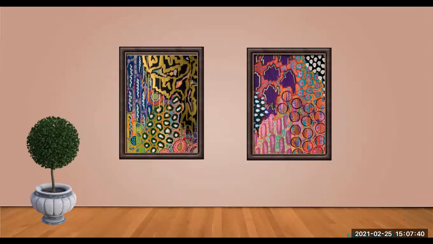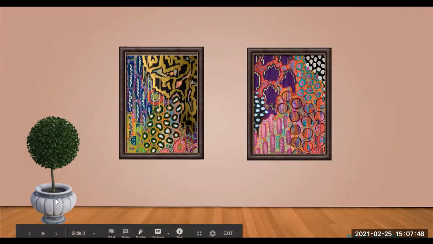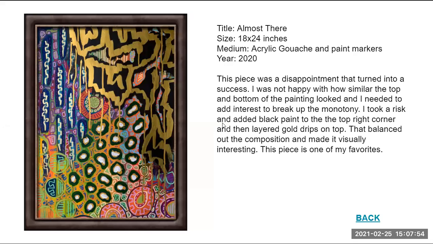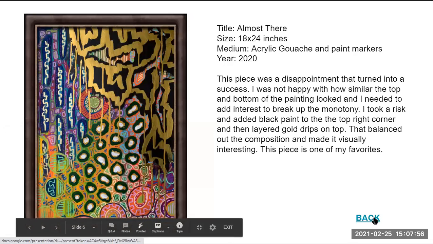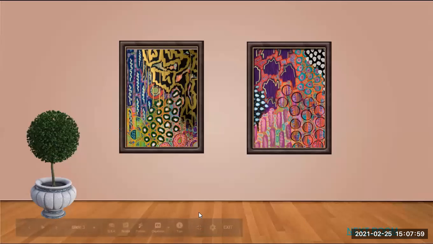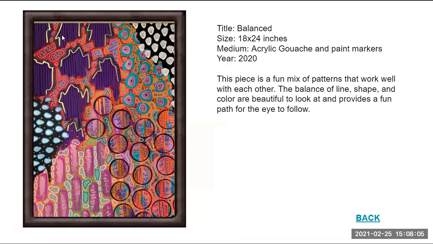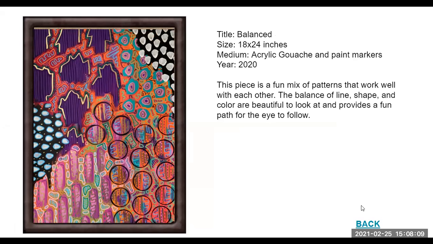And I'm going to show you how I put this all together after we go through everything. So if I click here, it goes to the description slide, and then there's a button where I can go back to the page that I just came from. If I click here, there's a description slide, and it tells me the title, the size, the medium, the year, and it describes the artwork.